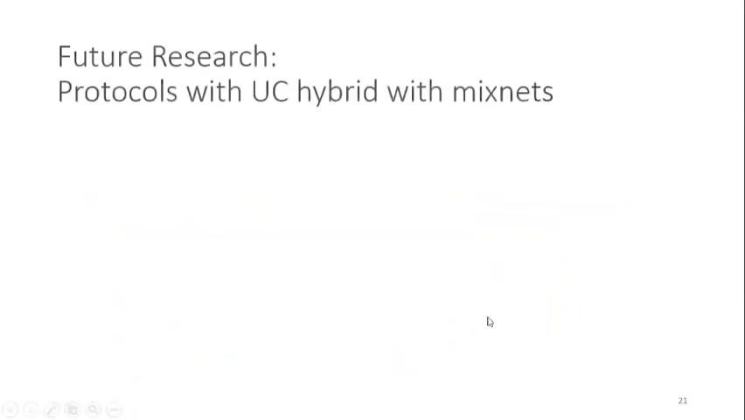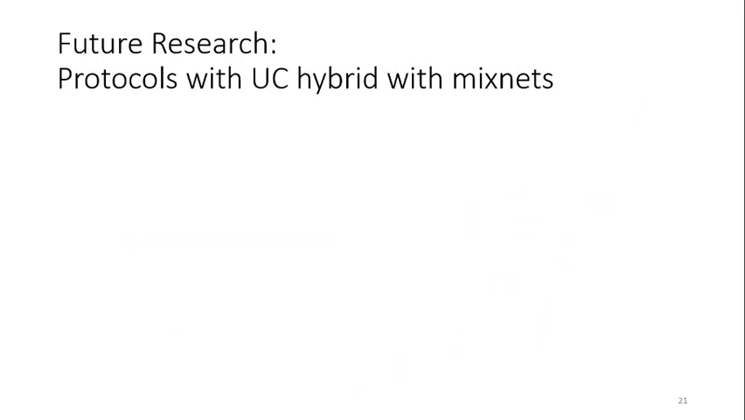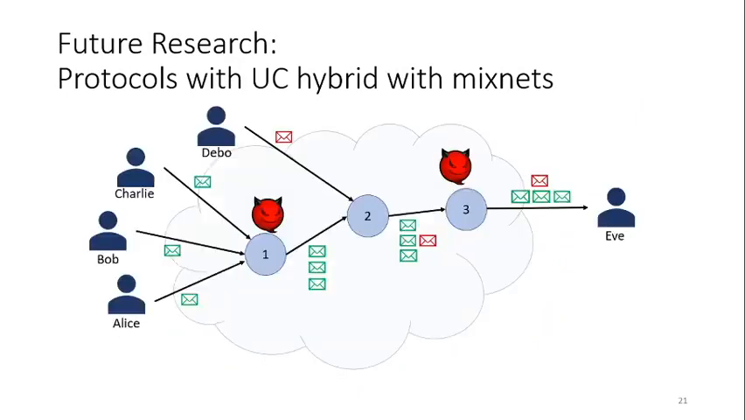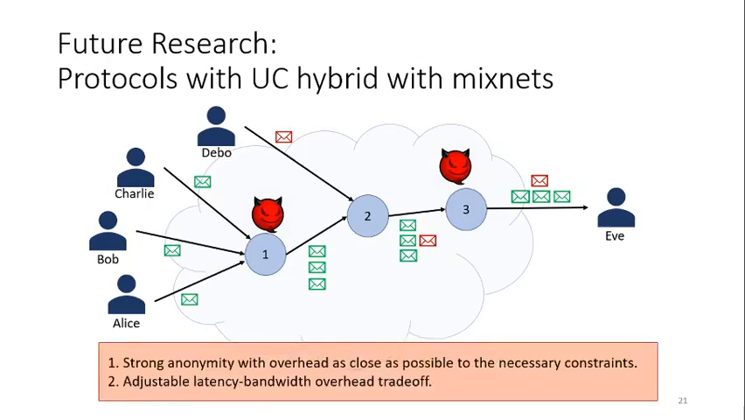As our next step, we are trying to build a protocol which is a hybrid of UC and mixnet techniques. And what are we trying to achieve through that protocol? We are trying to achieve strong anonymity with overhead as close as possible to the necessary constraints that our paper mentions. And we also want an adjustable latency and bandwidth overhead trade-off.